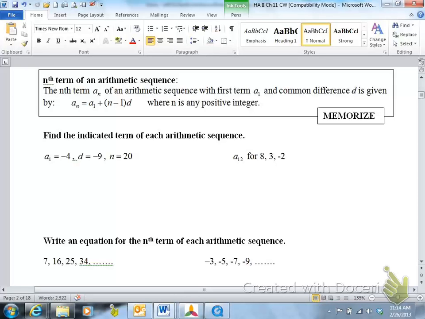Okay, turning the next page, here's the formula that we just came up with. The nth term, a sub n, of an arithmetic sequence is the first term and common difference d. Here's the formula: a sub n equals a sub 1 plus n minus 1 times d, where n is any positive integer. And I do want you to memorize this. There are several formulas in this chapter I'd like you to memorize.